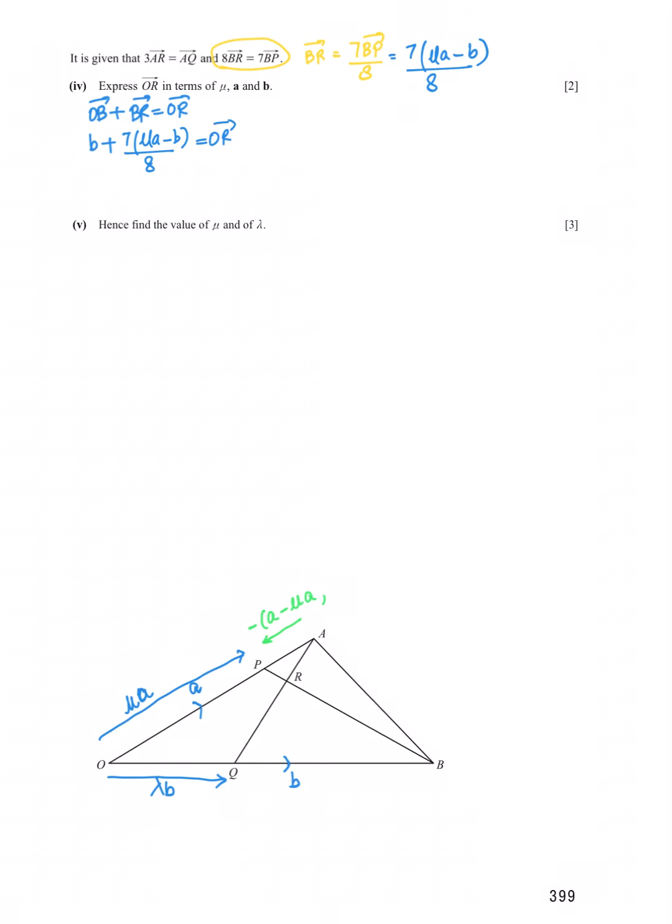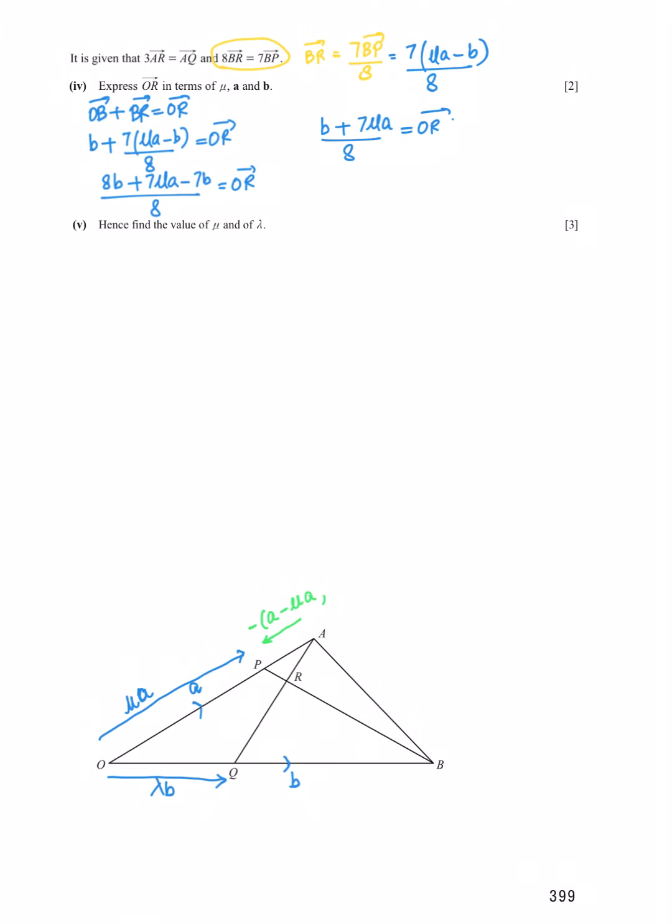If I take LCM here, that will be 8b plus 7 times mu a minus 7b, divided by 8, equals OR. And now I can simplify the equation here. So 8b minus b leads to b, plus 7 mu a, divided by 8, that is your vector OR. The last part: find the values of mu and lambda.